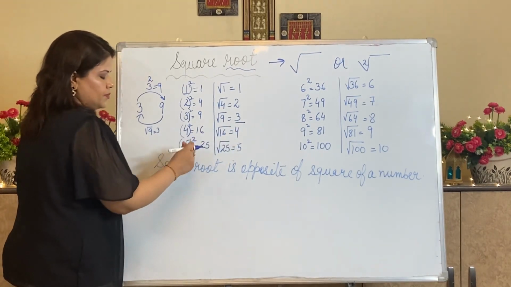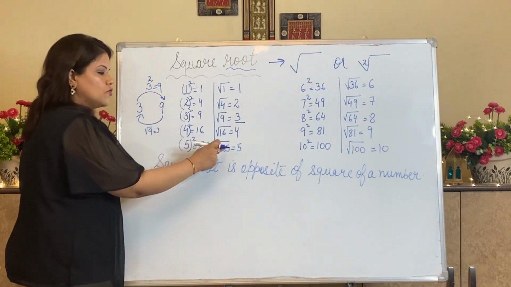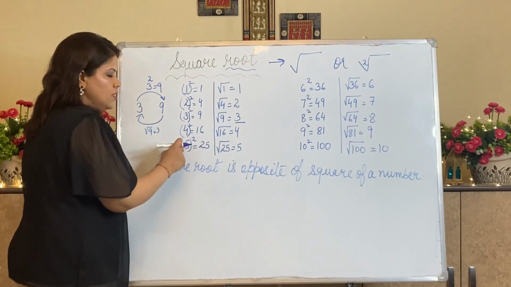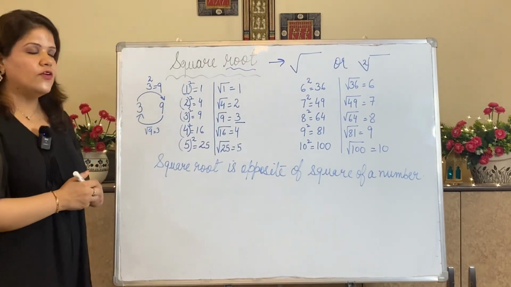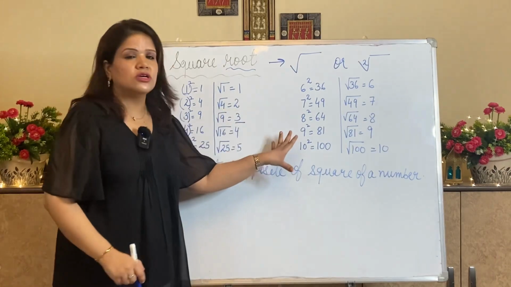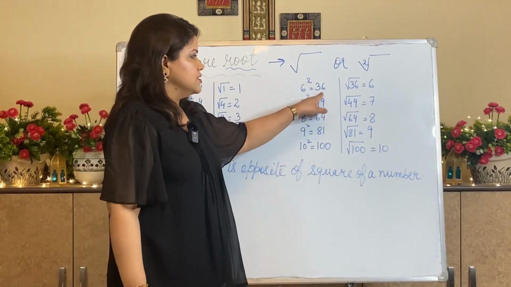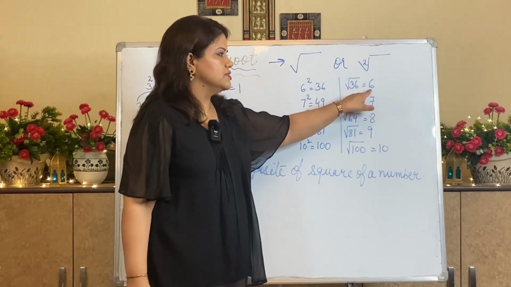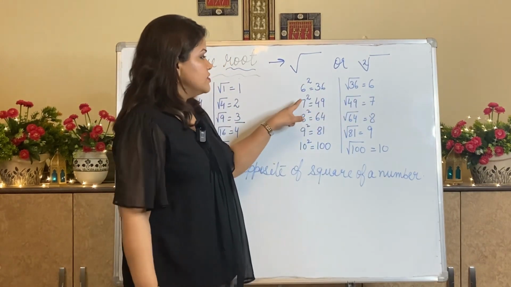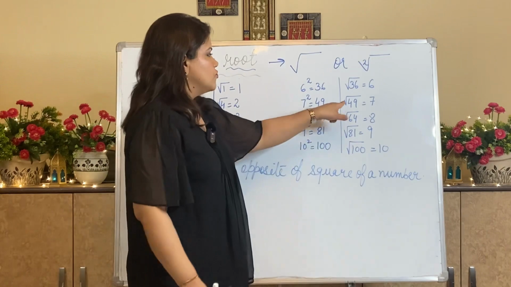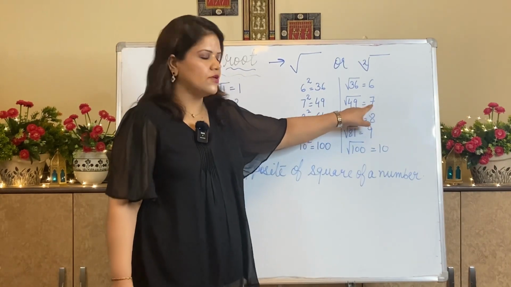5 square is 25. So square root of 25 will be 5. Same way I have given you the list up to the number 10. 6 square is 36. That's why square root of 36 is 6. 7 square is 49. So 49 square root will be 7.